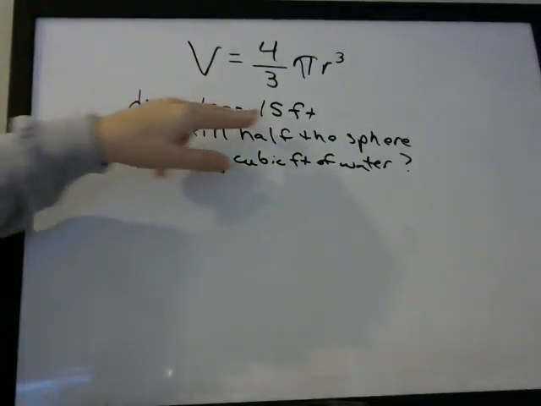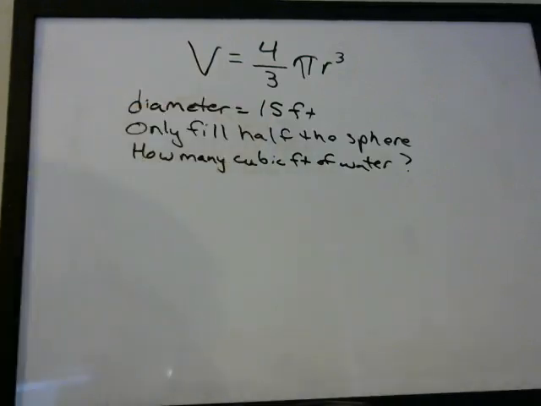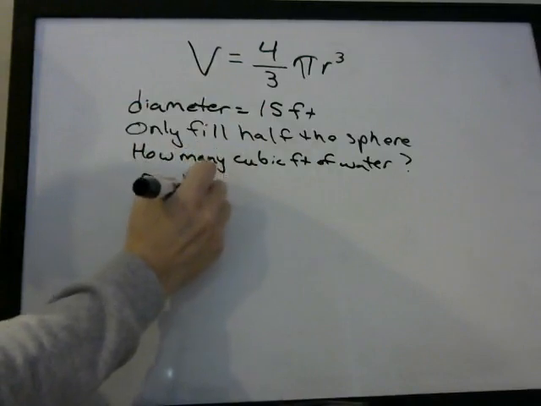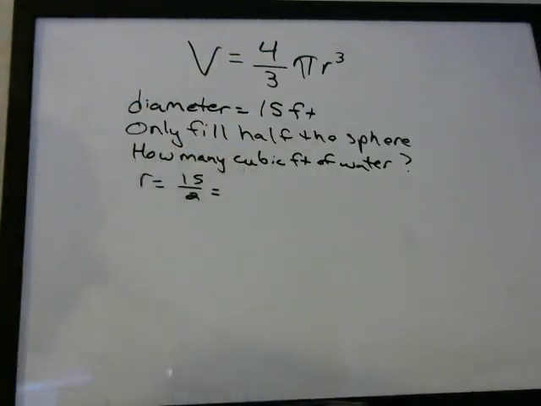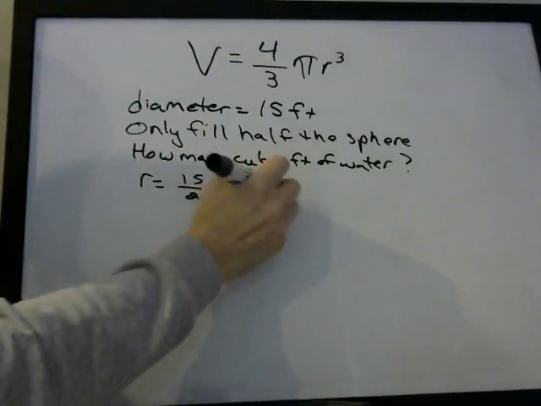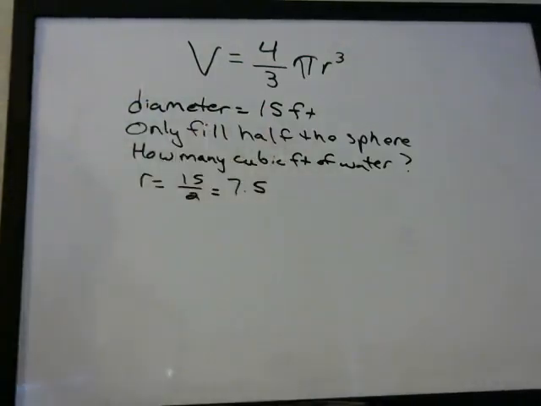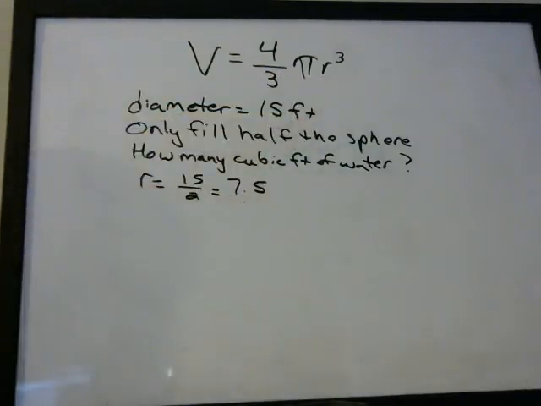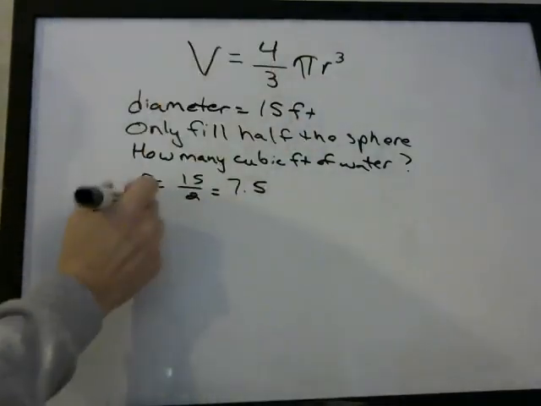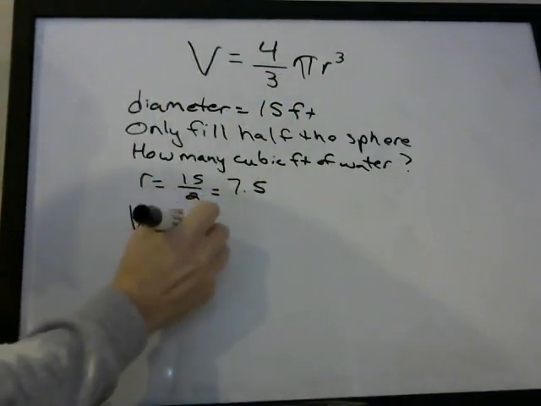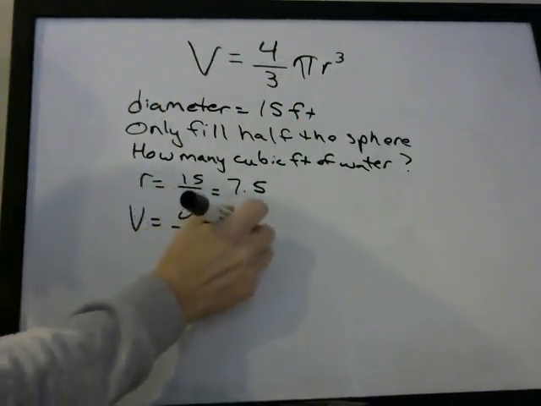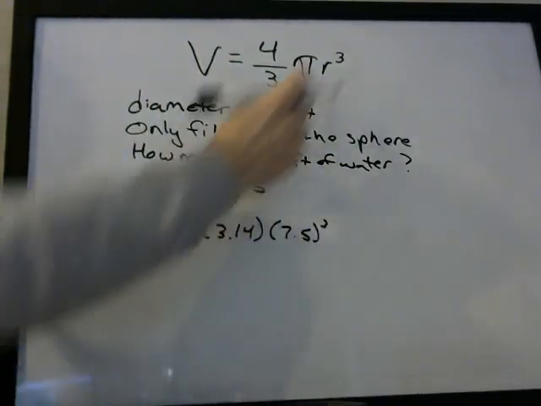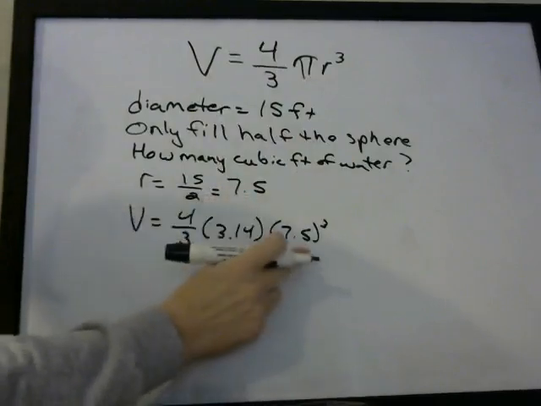This is something you have to know. The diameter is 15 feet. The radius is going to be half of that. So the radius is 15 divided by 2 because it's half the diameter. So it's 7.5. That's what we need to use for this, not 15. Now we just stick the numbers in: 4/3 times 3.14 times 7.5 cubed, right? It's radius cubed, and it's 7.5.